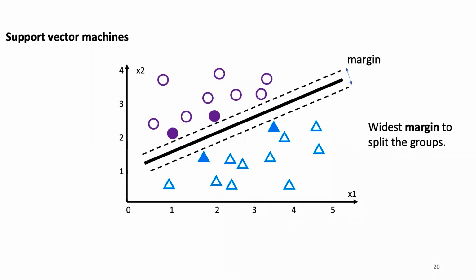And the separator in the center of the margin is called the hyperplane. So hyperplanes are decision boundaries that help classify the data points. Data points falling on either side of the hyperplane can be attributed to different classes, right? Also, the dimension of the hyperplane depends upon the number of features.